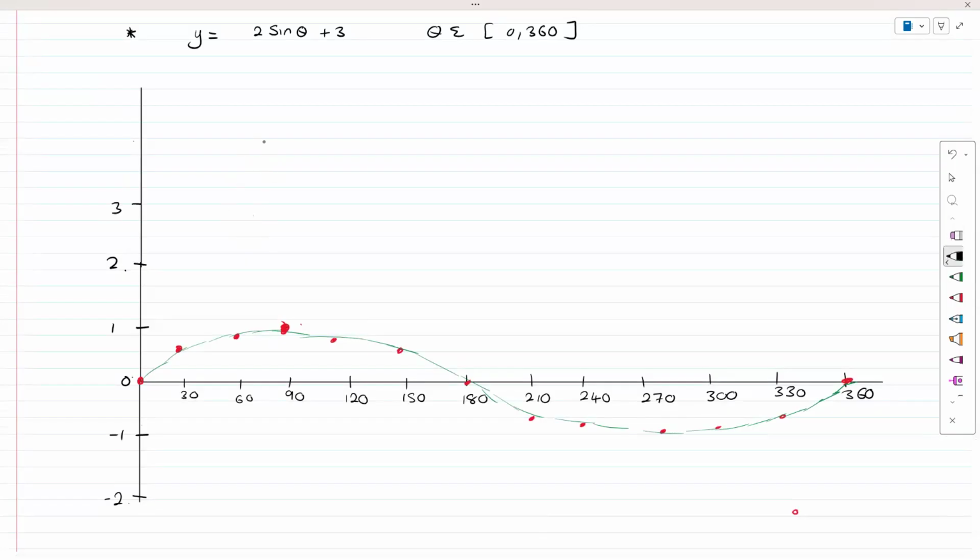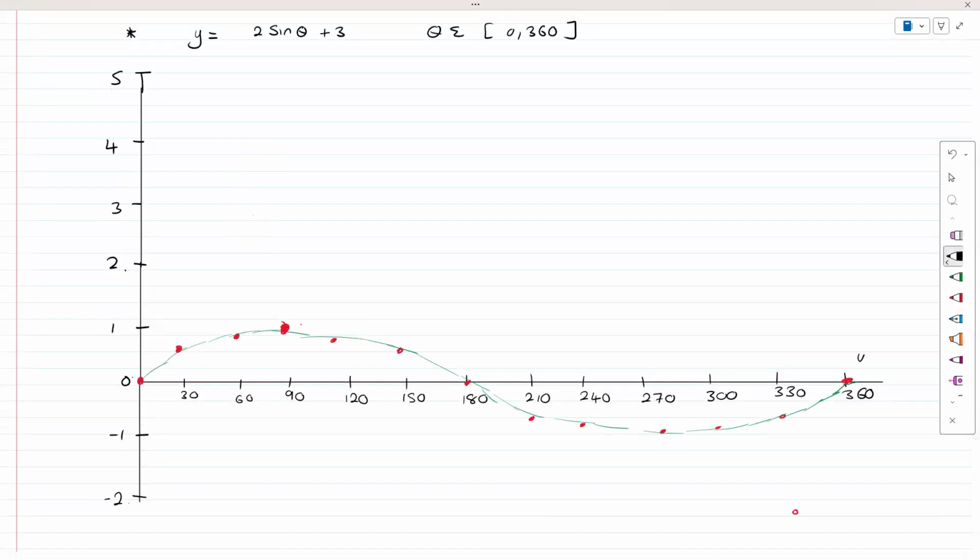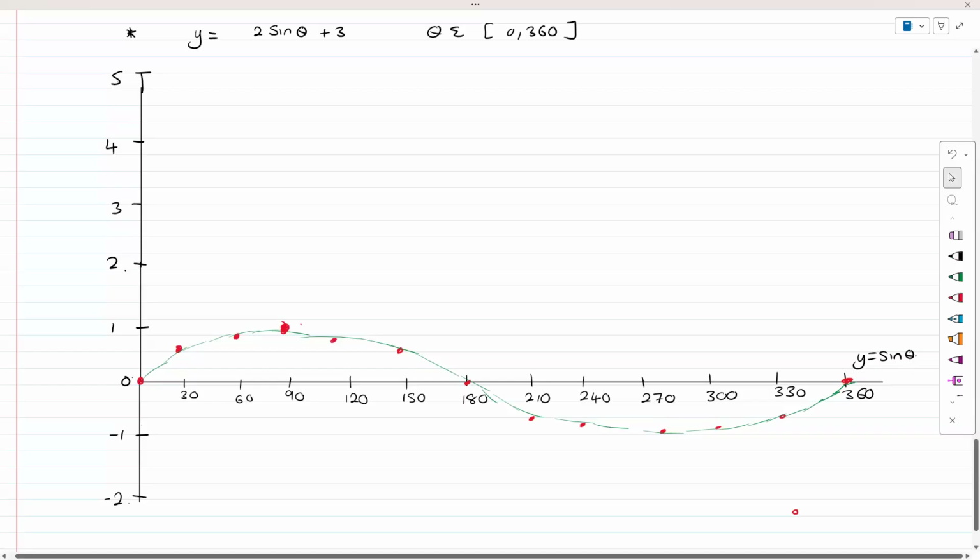3, 4, 5. I can go and remove the sine graph if you want, but this is the basic sine graph, right? This is y equals sine theta, if you guys want me to do that. But let's go with this question.